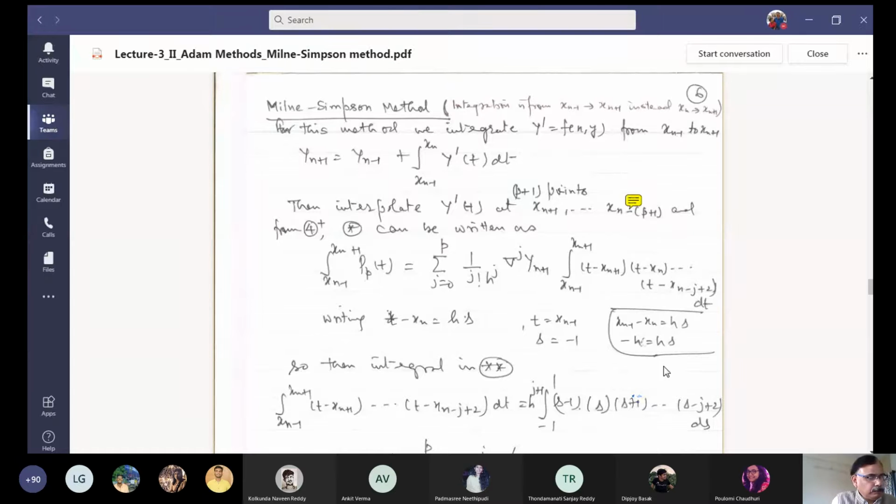In the Milne-Simpson method, there is one correction actually. It is not showing here, but the note is there. You just note this down first, on page number 6.